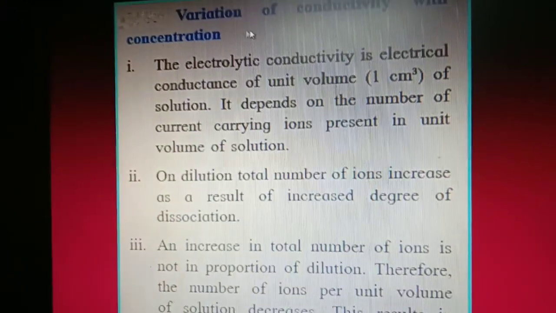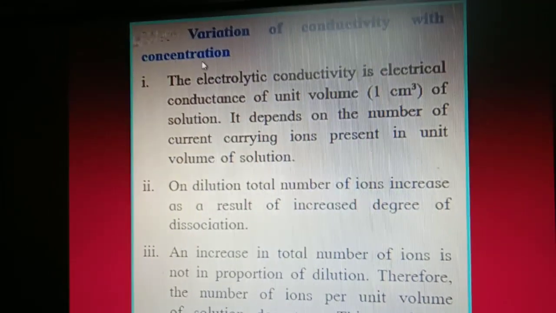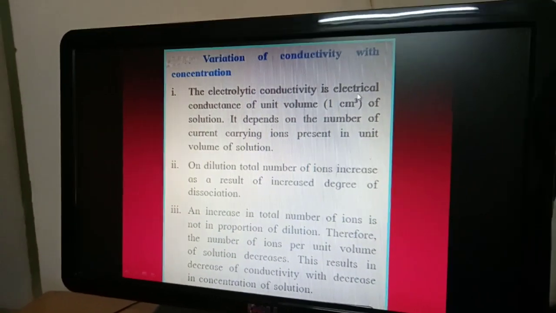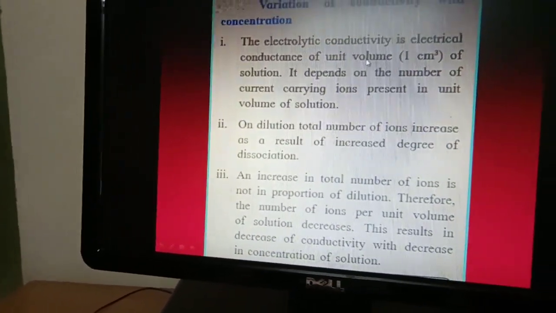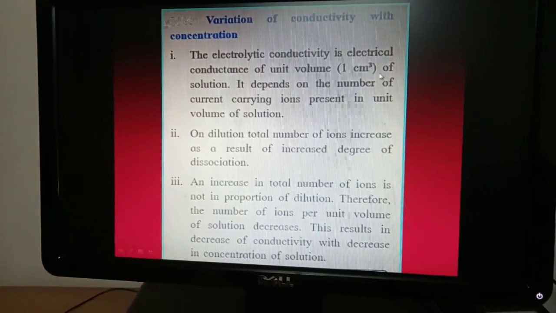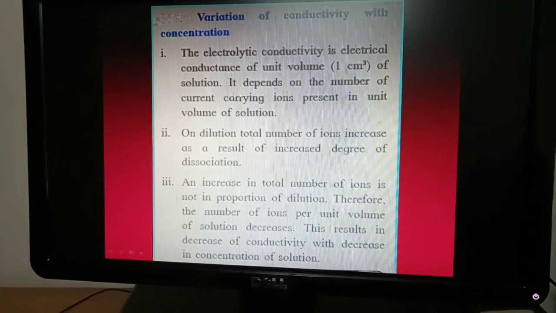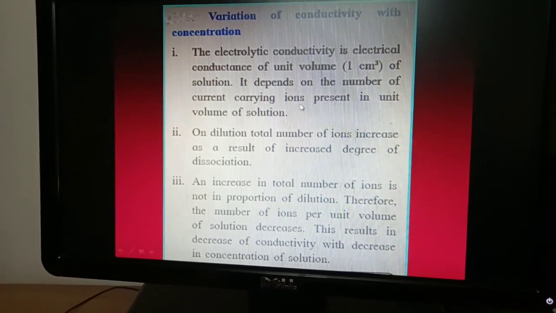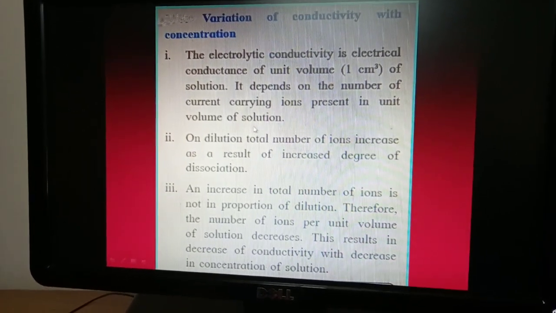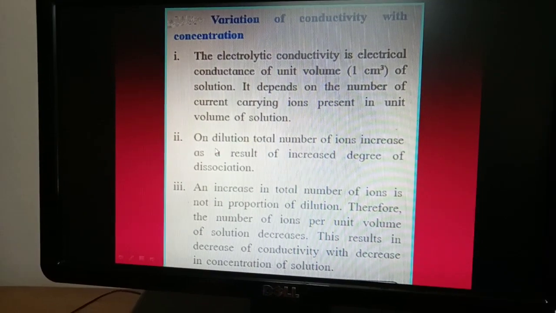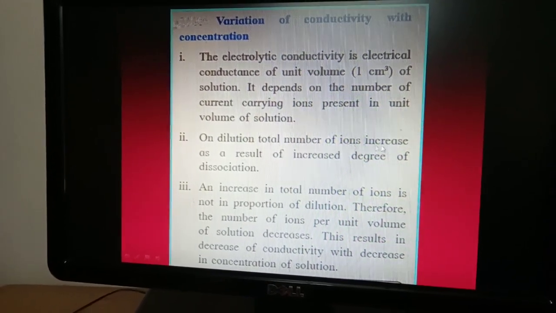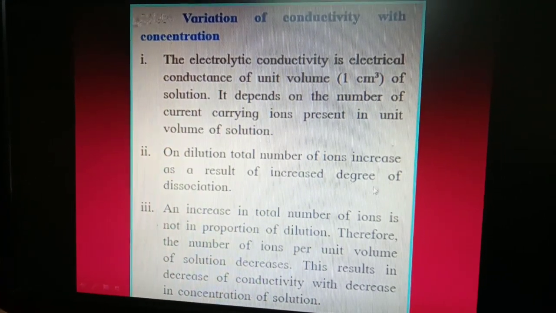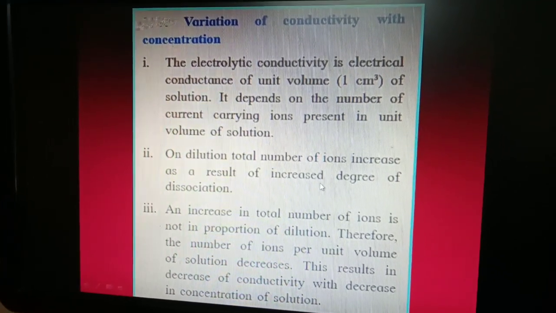Today's first point begins with variation of conductivity with concentration. The electrolytic conductivity is the electrical conductance of unit volume, 1 centimeter cube, of a solution. It depends on the number of current carrying ions present in unit volume of solution. On dilution, the total number of ions increases as a result of increased degree of dissociation.